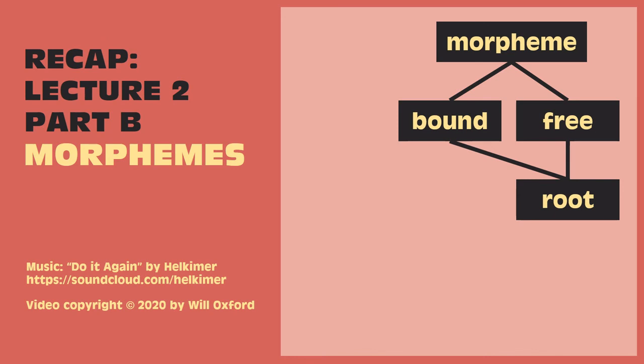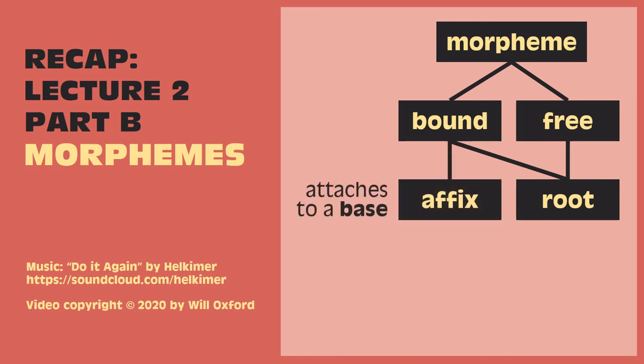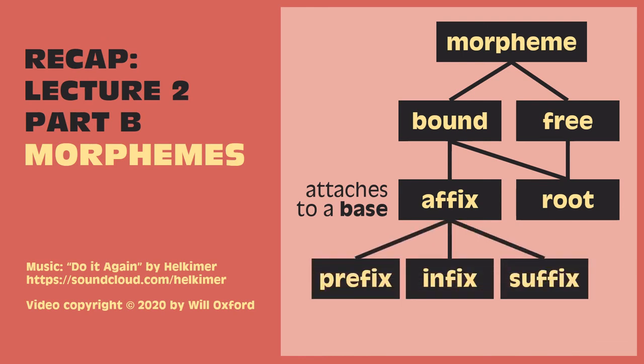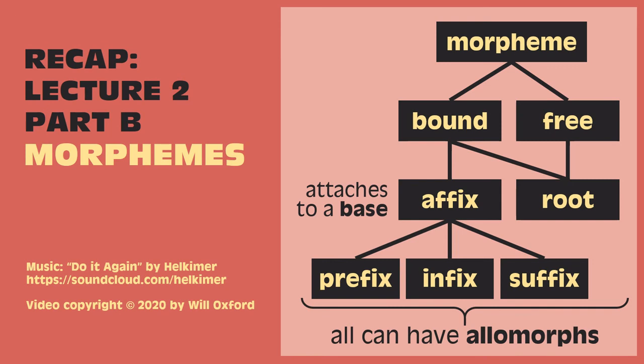An affix is a bound morpheme that's not a root. An affix obligatorily attaches to some other unit. The unit that an affix attaches to is called the affix's base. Affixes can be classified based on where they attach to their base. A prefix precedes the base, a suffix follows the base, and an infix occurs in the middle of the base, splitting the base into two halves. Finally, regardless of whether a morpheme is a prefix, infix, suffix, or root, it's possible for the morpheme to have allomorphs, distinct pronunciations that are used in different contexts.